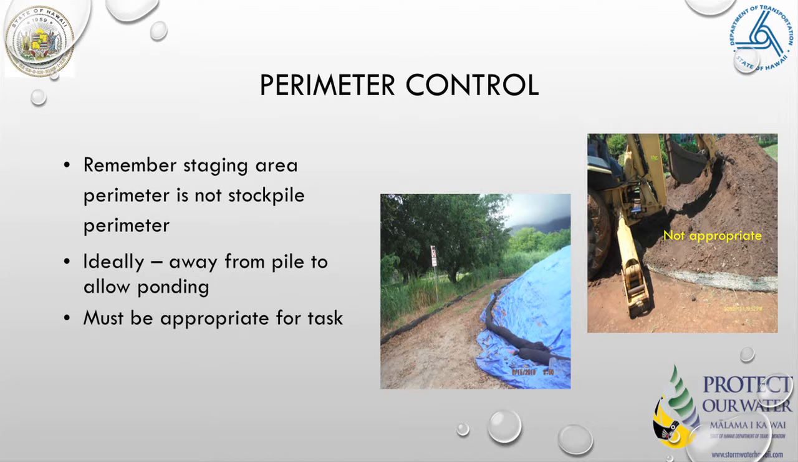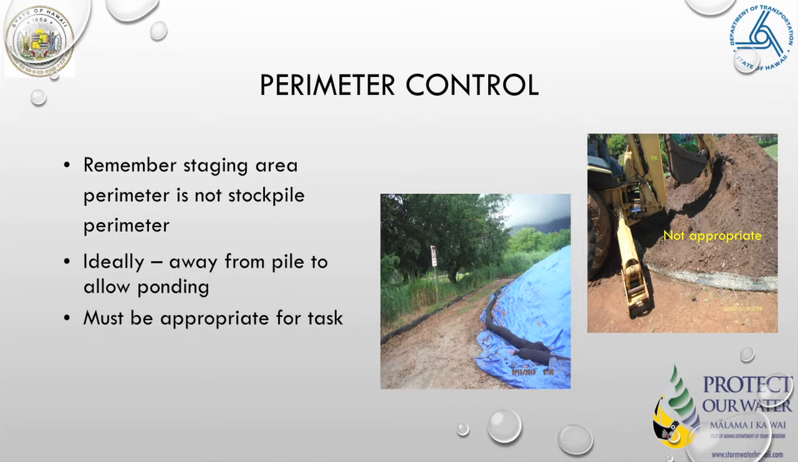Perimeter control. Actually, the best place to put your perimeter control is about a foot or two from your pile. That allows the water to pond behind whatever you're using as perimeter control and allows the sediment to come out. However, we have not been dinging contractors for placing their perimeter control on the end of the plastic to hold it down. That is provided that the entire pile is covered.